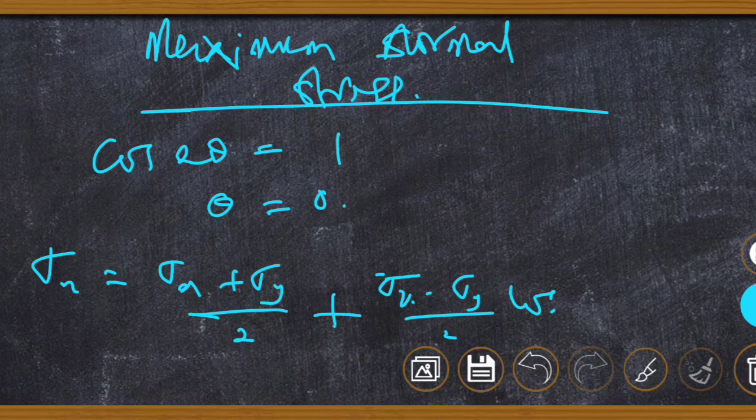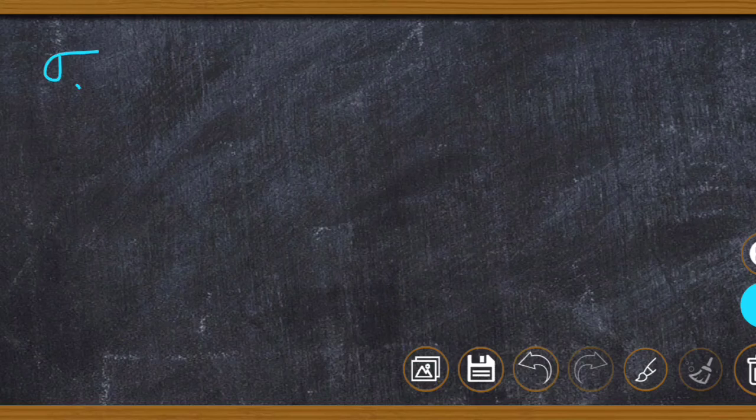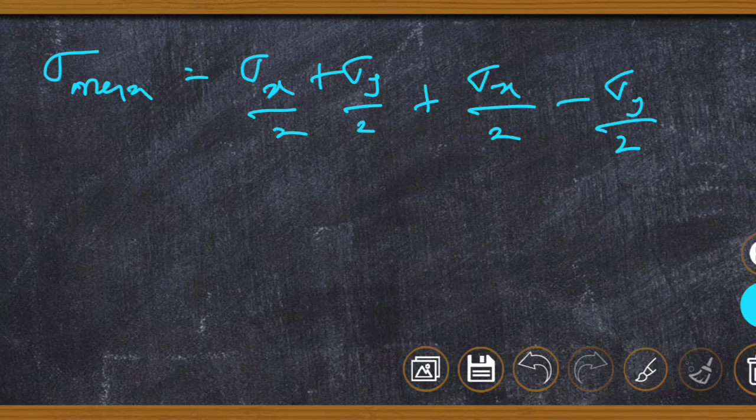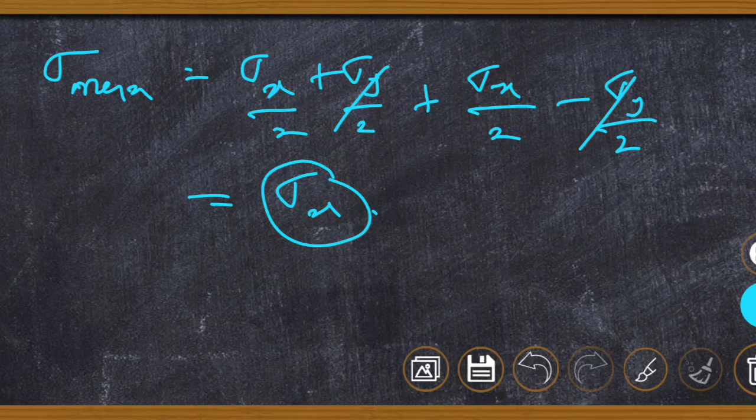then cos 2 theta. Now, if this cos 2 theta is equal to 1, I should be left with my maximum normal stress equal to sigma x plus sigma y over 2 plus sigma x over 2 minus sigma y over 2. Now, this can cancel this, whereby my maximum normal stress will be equal to sigma x. This simply means maximum normal stress only takes place along the x-axis.